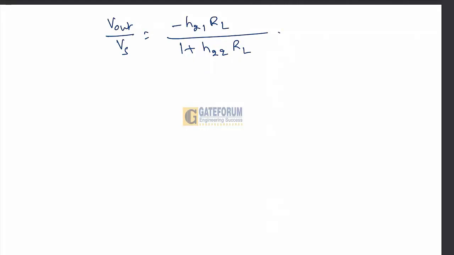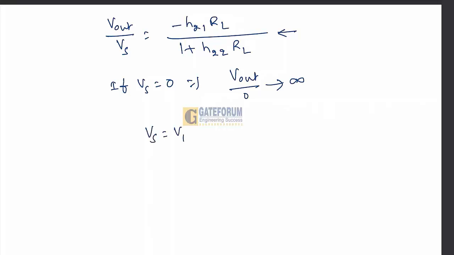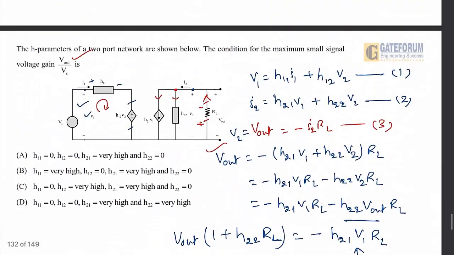So to make it maximum, for example in the ideal case, what should there be? If Vs is 0, it gives the indication that V output by 0, so this ratio will approach infinity in the ideal case. To make Vs 0, it means Vs is equal to V1, which is equal to, what? If you see, V1 is equal to H11 I1 plus H12 V2.